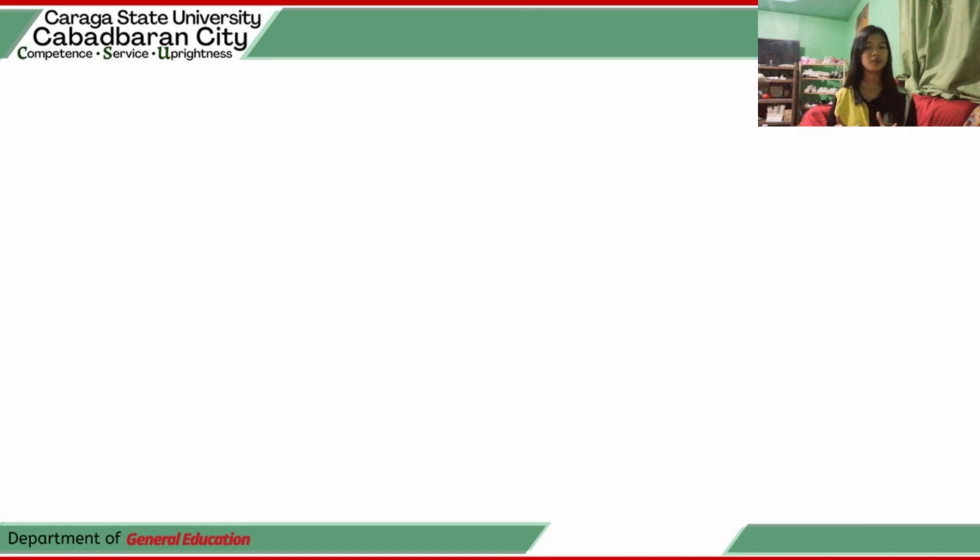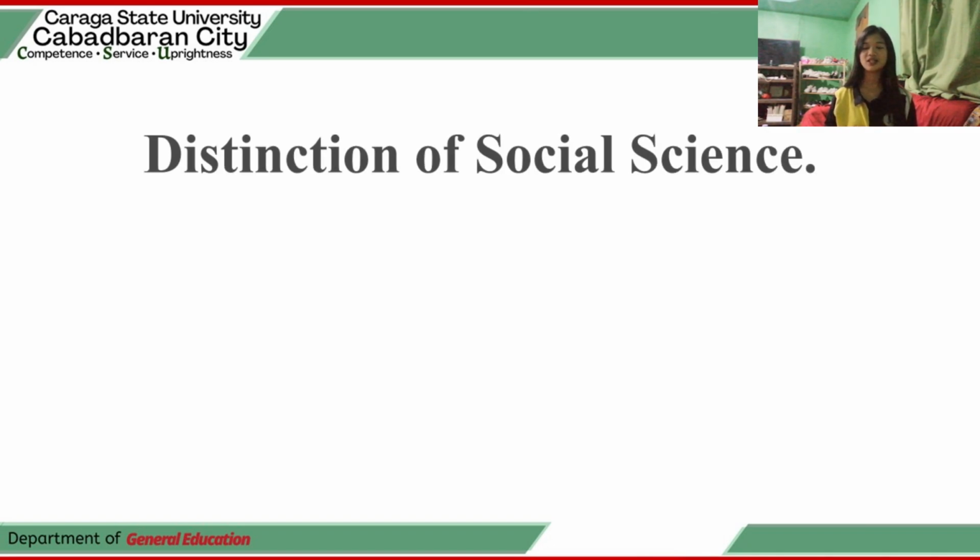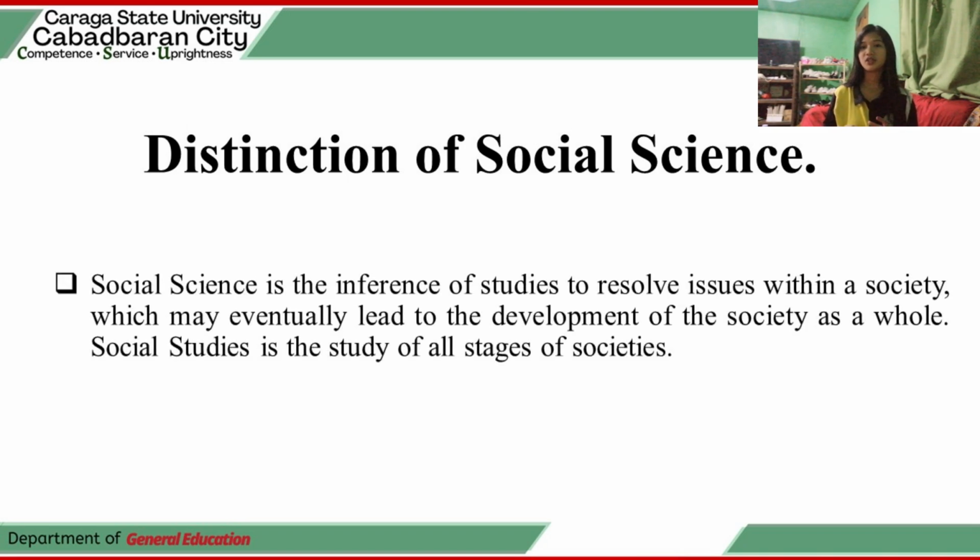Now let's dig deeper to our next topic, which is the distinction of social science. So, social science is the inference of studies to resolve issues within a society which may eventually lead to the development of the society as a whole. Social studies is the study of all stages of societies. So, it is the integrated study of social science and humanities to promote effective citizenry. Social studies are typically for students to help them understand how to be effective citizens of society.